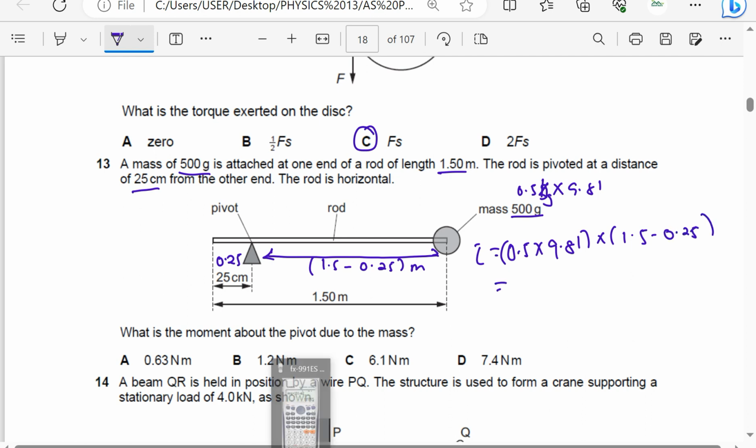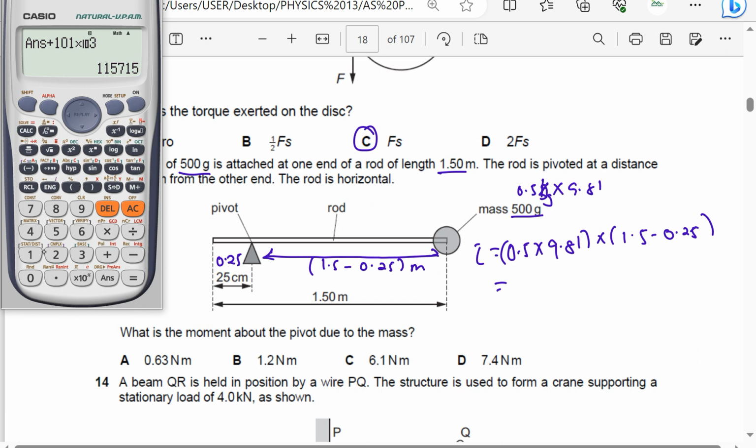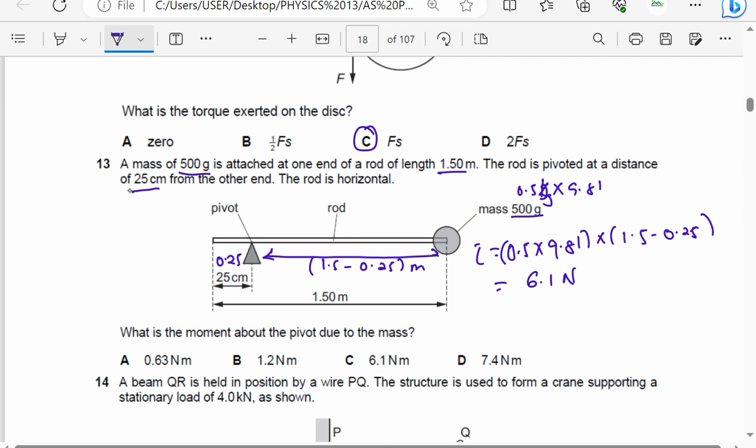So what is this moment? Let's check with the calculator. I will simply say 1.5 minus 0.25. Then I multiply by 0.5 times 9.81. So this is giving me 6.1. So this is 6.1 Newton meters, which makes the answer to be C.